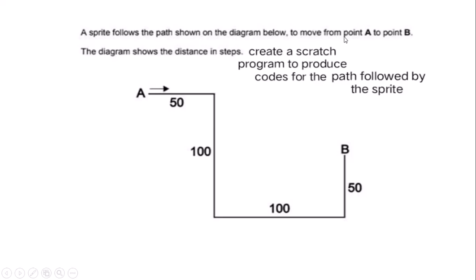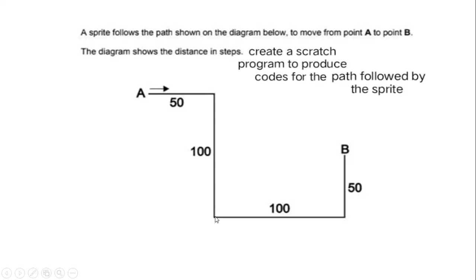To move from point A all the way to point B, it will move from here. When it is here, it will point towards east. When it is pointing towards east, that is 90 degrees. You're gravitating towards 90 degrees. After you have pointed the direction, you then move 50 steps. By doing that, you'll be in this corner here.